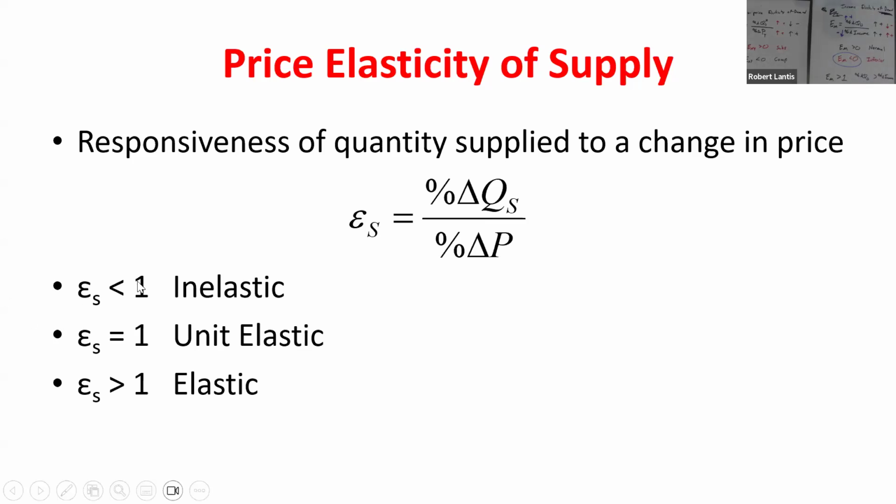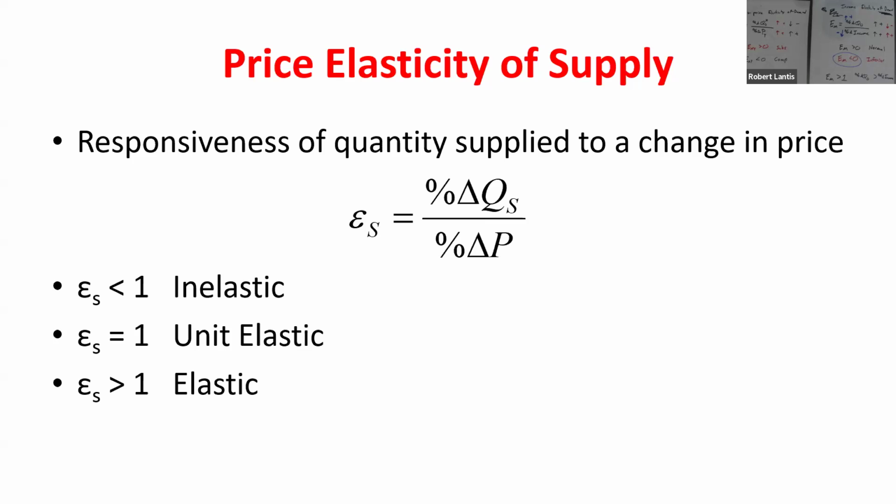In between 0 and 1, we would say supply is pretty inelastic. Anything greater than 1, supply is elastic. Equal to 1, supply would be unit elastic. Now, we don't have anything to talk about with the price elasticity of supply in relationship to total revenues, so we don't really have to worry about that.